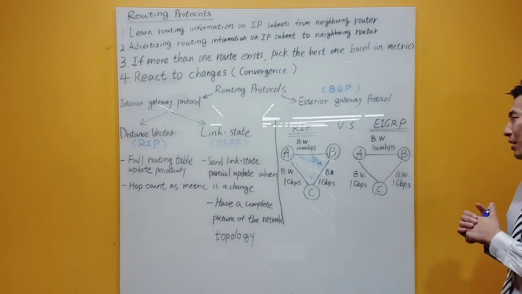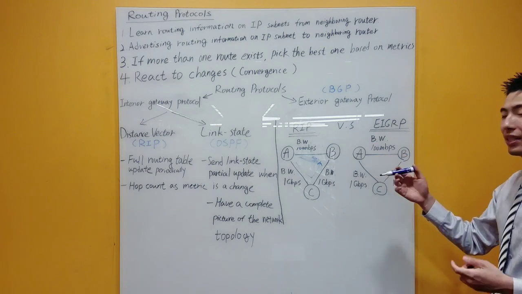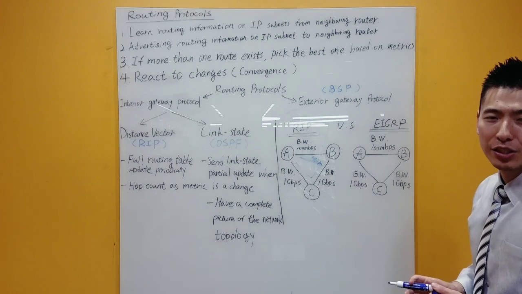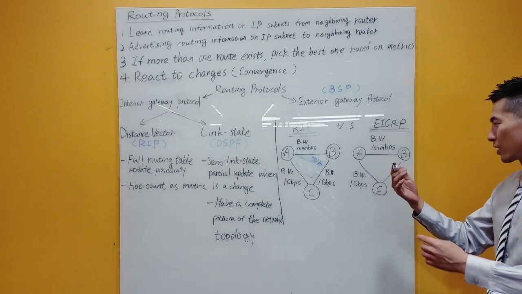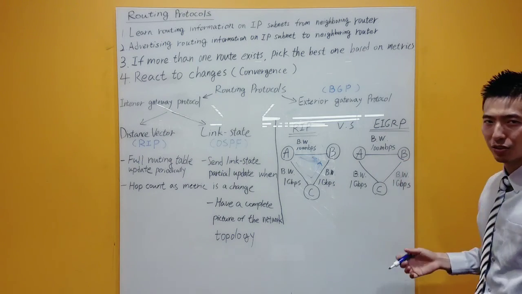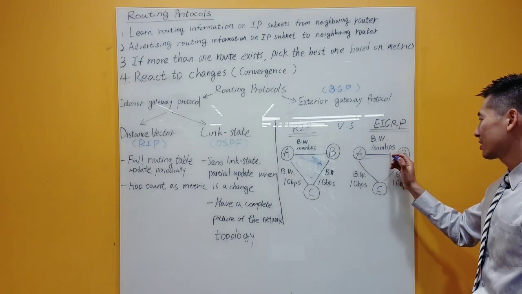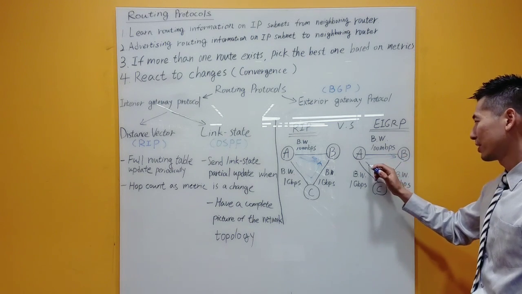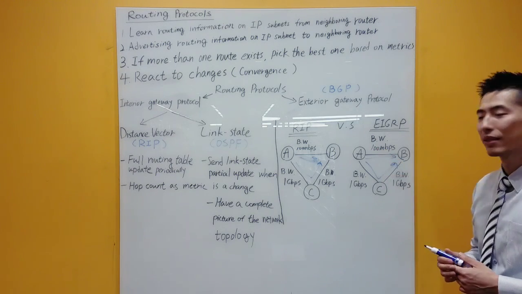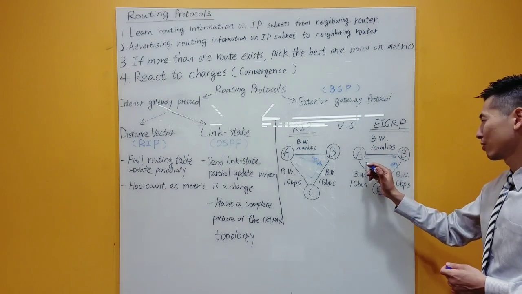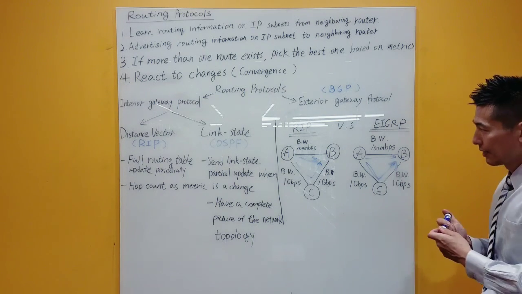Hence, EIGRP is smarter. EIGRP metrics use bandwidth and link delay, and it performs a calculation and gives you a number. So EIGRP knows that this route compared to this route is way slower because of the bandwidth. So EIGRP is going to pick this route, which is the correct answer.